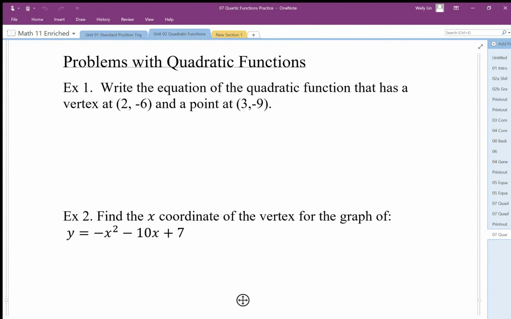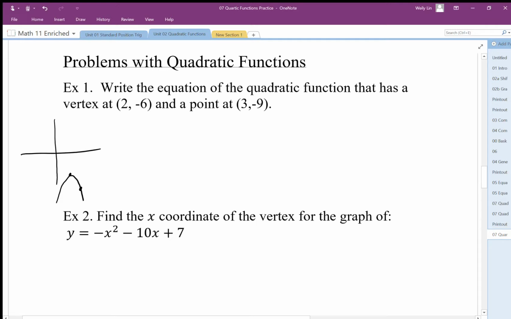So let's practice solving some of these quadratic function problems. We're given the quadratic function that has a vertex. We know the vertex coordinate, and we're given a point. If I'm given the vertex, (2, -6), maybe somewhere around here, and a point at (3, -9), I know that my graph must be an upside down parabola, something that looks like that. So we have an idea what this graph looks like.